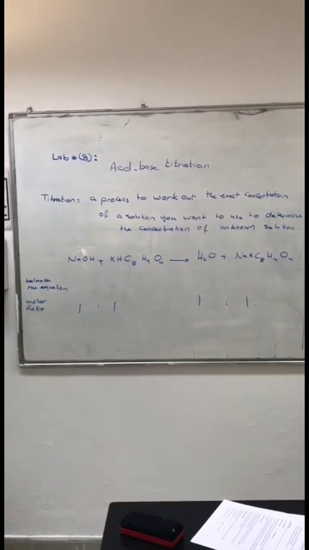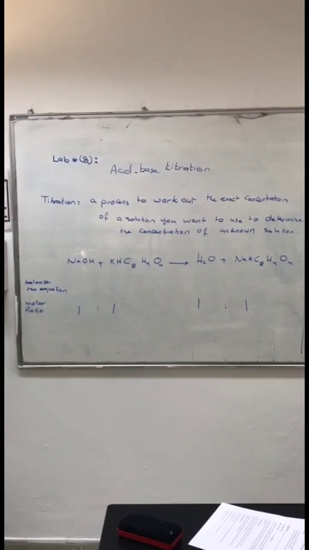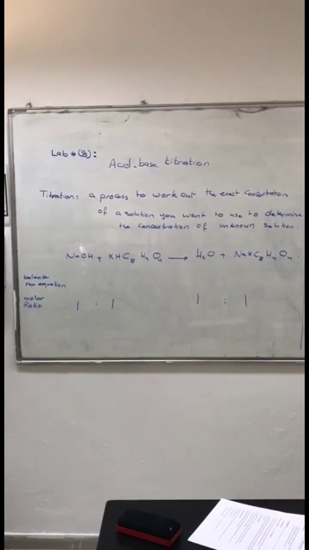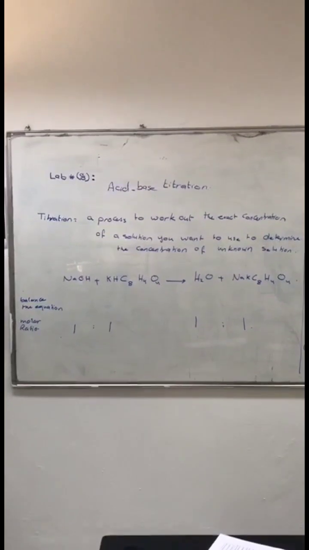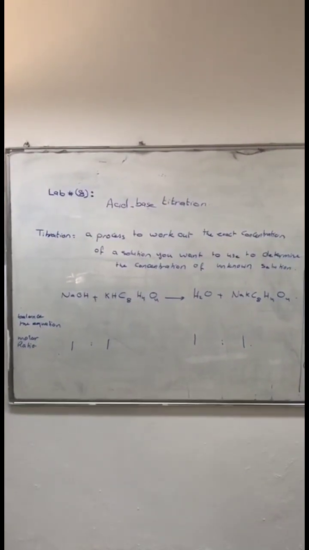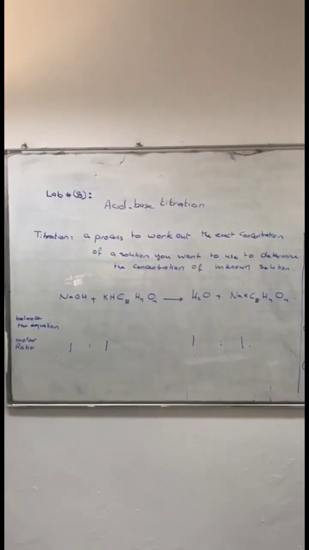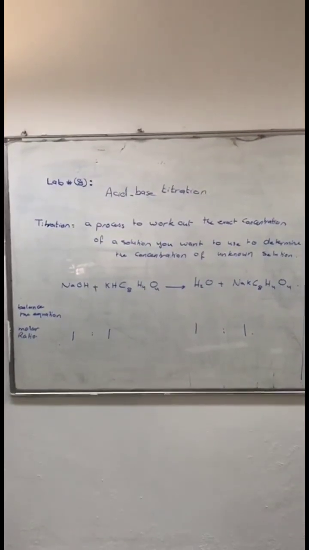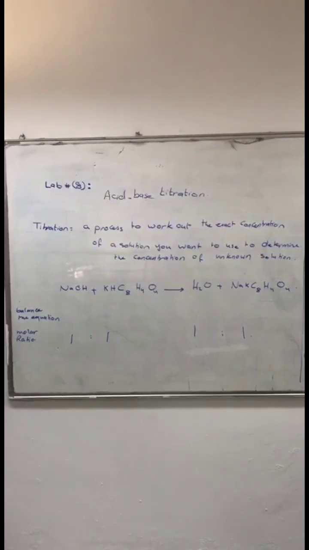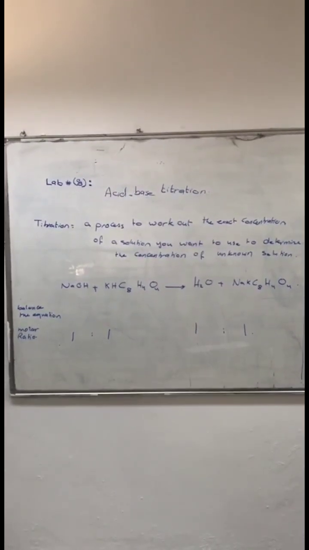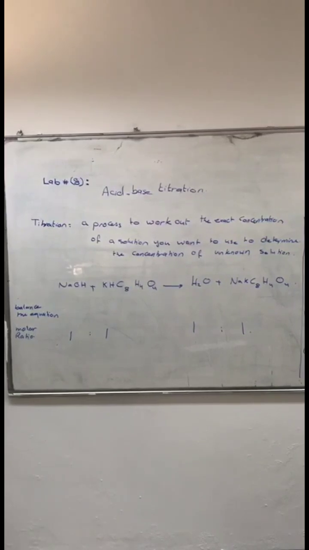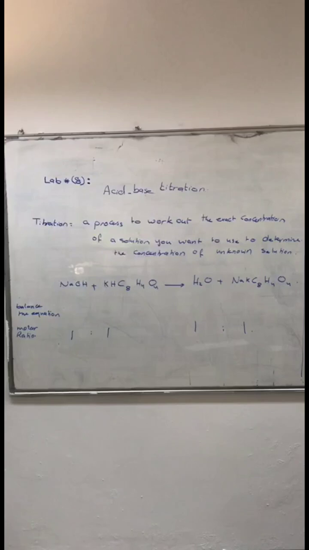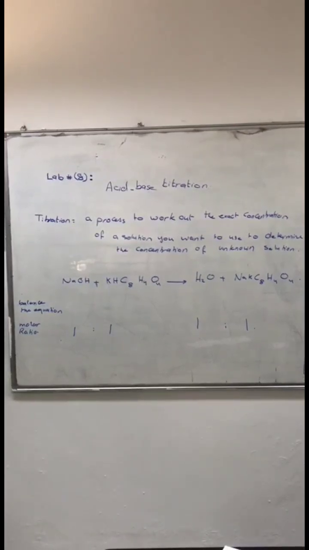Lab number 8, acid-base titration. Titration is a stoichiometry method, a process to work out the exact concentration of the solution you want to use to determine the concentration of an unknown solution. Our working example will be the reaction between sodium hydroxide and potassium hydrogen phthalate, which will give us H2O and sodium potassium phthalate.